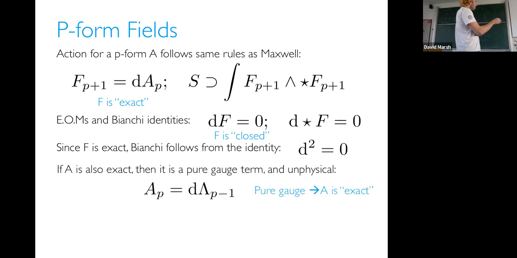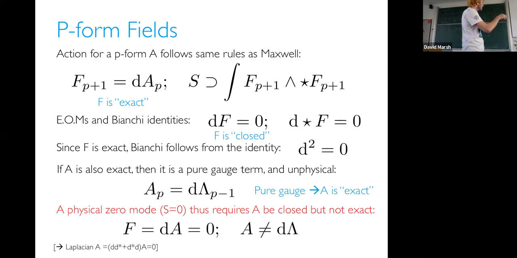If A is also exact, like in the Maxwell case, if I can write A mu as a pure gauge term, d mu lambda, if I can write A_p as equal to d lambda_{p-1}, A was also exact, but it's not. This field configuration would not be physical. It would be pure gauge, so you could just get rid of it by an appropriate choice of gauge.